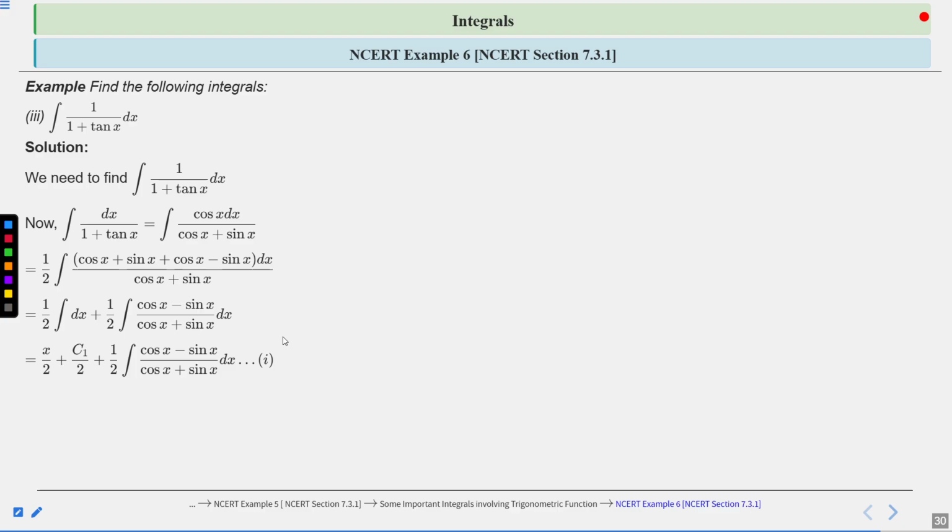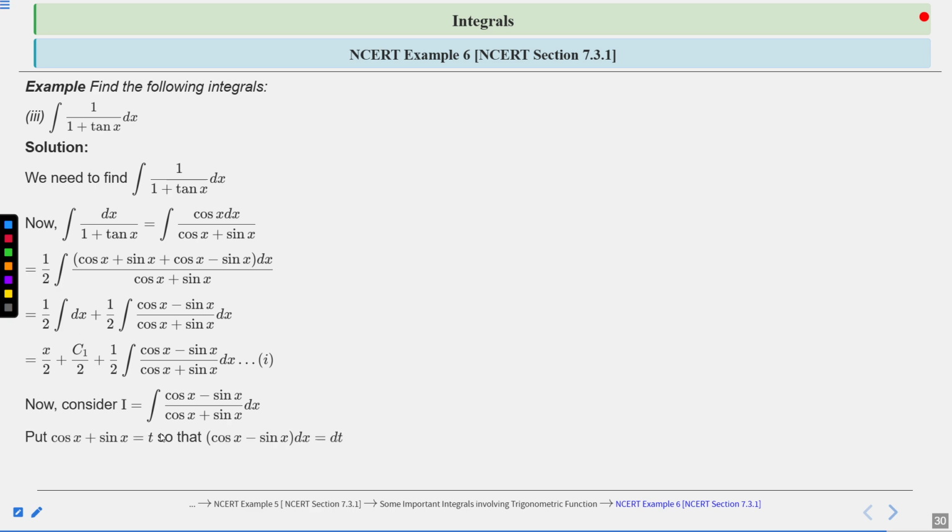So it will be equal to x by 2 plus c1 by 2 plus 1 by 2 integration of cos x minus sin x upon cos x plus sin x dx. Let us call this equation 1. Now we need to calculate integration of cos x minus sin x upon cos x plus sin x dx.